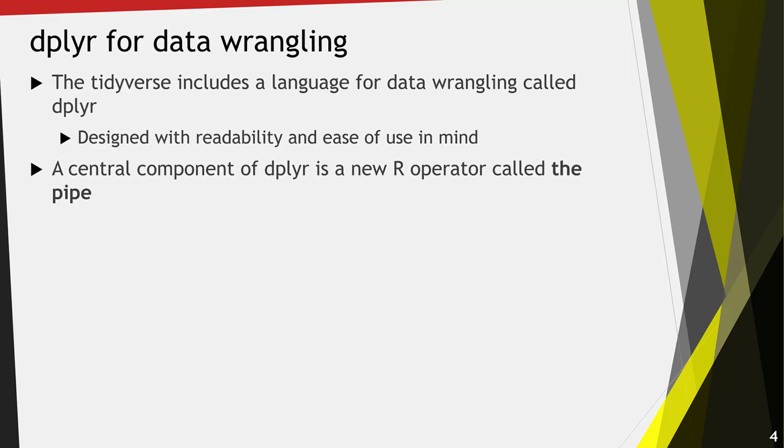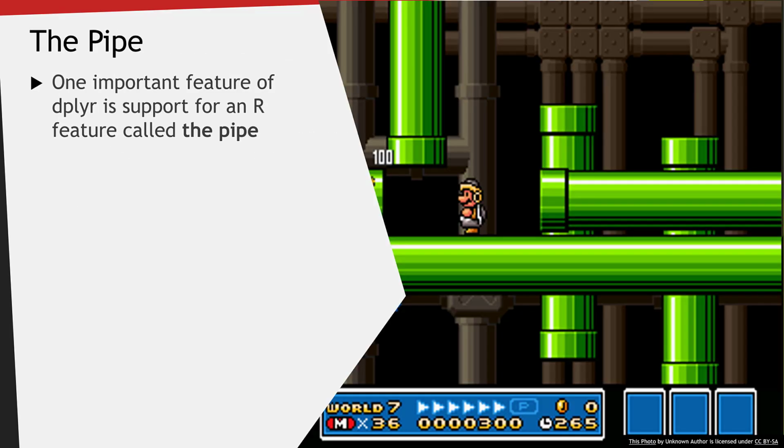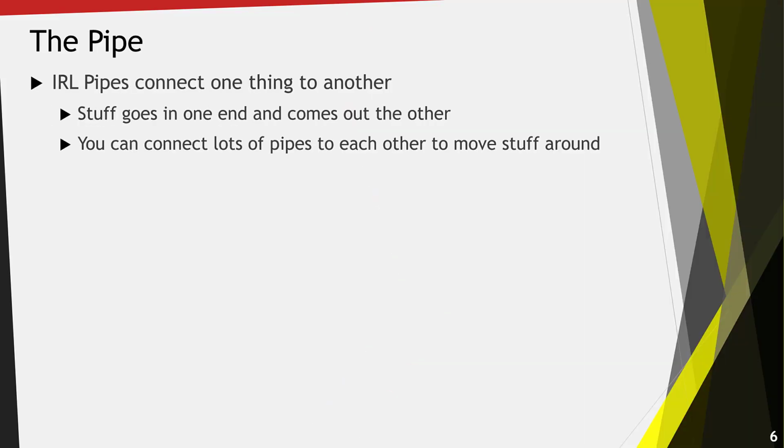So recall, the tidyverse includes a language for data wrangling called dplyr. It's designed with readability and ease of use in mind. A central component of dplyr is a new R operator called the pipe. So what is this pipe, and how are we going to use it? You can think of physical pipes in the real world as something that connects one thing to another. Stuff goes in one end of a pipe and comes out the other. On top of that, you connect lots of pipes together to move stuff around.